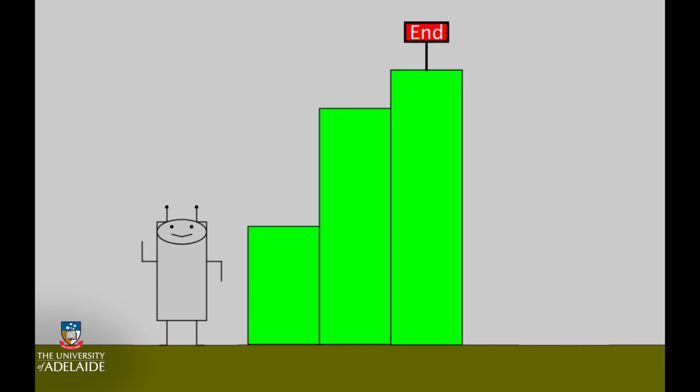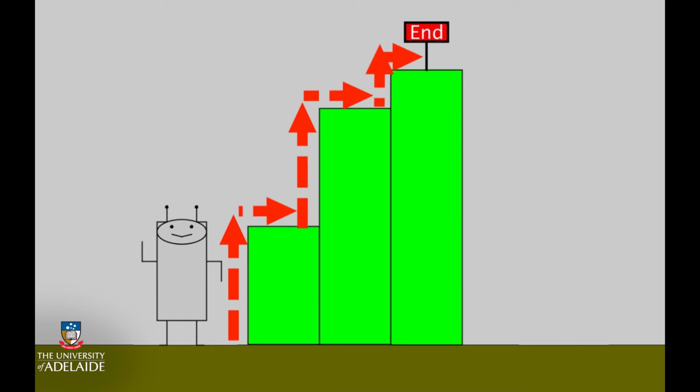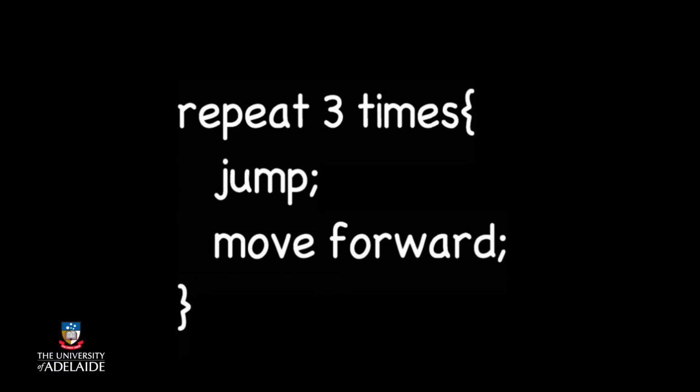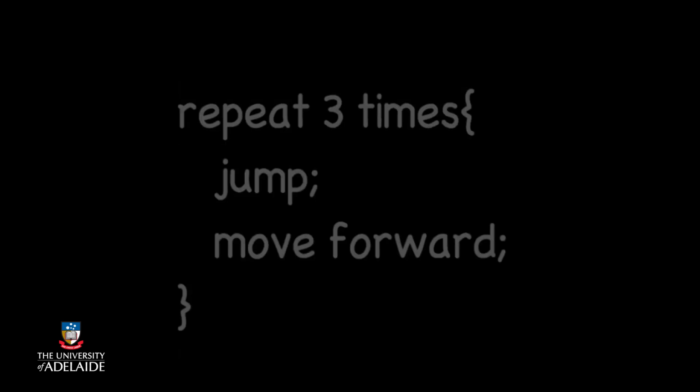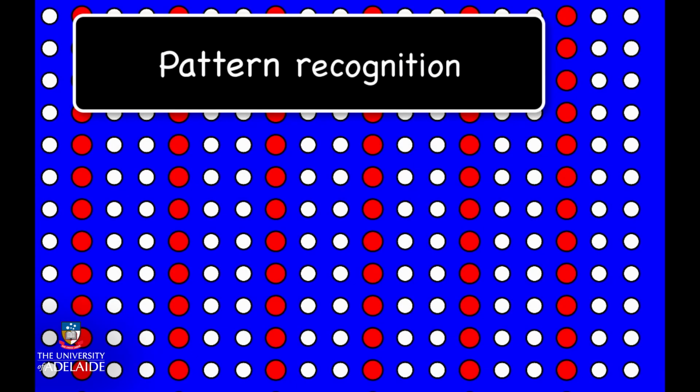Let's count. The first repeat sequence is this. Second is this. The third is this. If we were to plan our algorithm, we would write something like this. Repeat 3 times, jump, move forward. The ability to identify the pattern is referred to as pattern recognition.